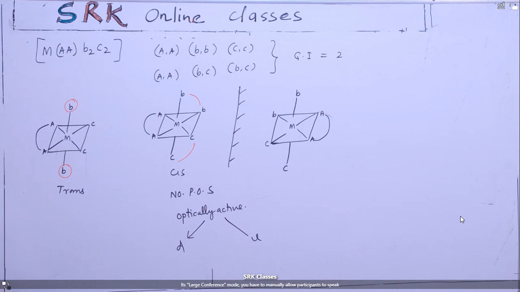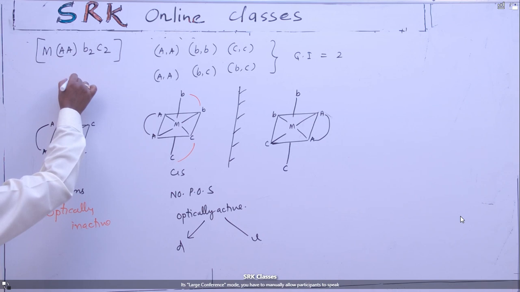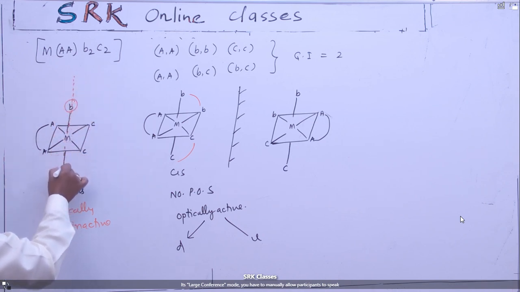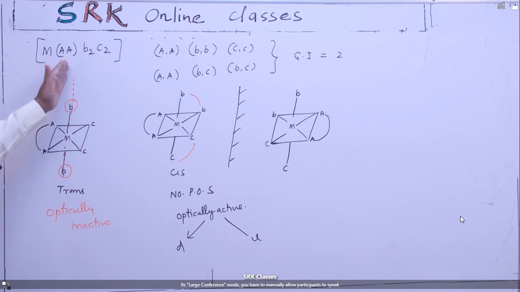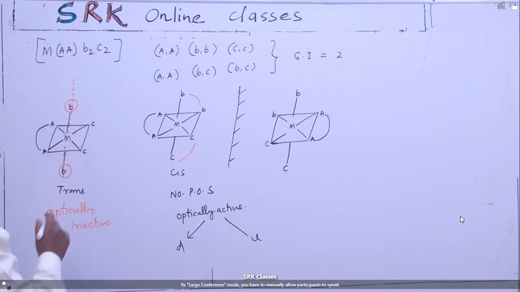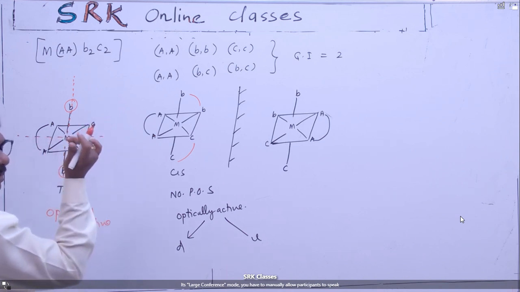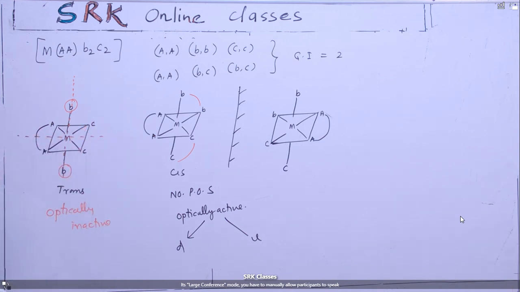Now, look at the trans compound. Trans compound is optically inactive. Why optically inactive? Look carefully at this one. This molecule can be divided into two equal half mirror images. Therefore, I can bisect this molecule into two equal halves, either this way or this way. You can see here also planar symmetry is there. So this molecule is having a planar symmetry. Therefore, due to the planar symmetry, the trans compound is optically inactive. You can cut this molecule into two equal halves. This is a planar symmetry, therefore optically inactive compound.